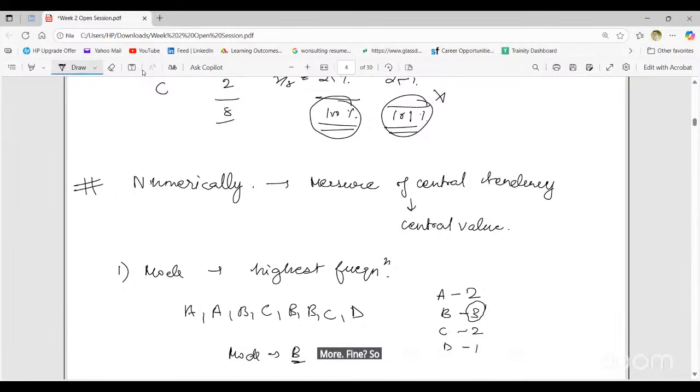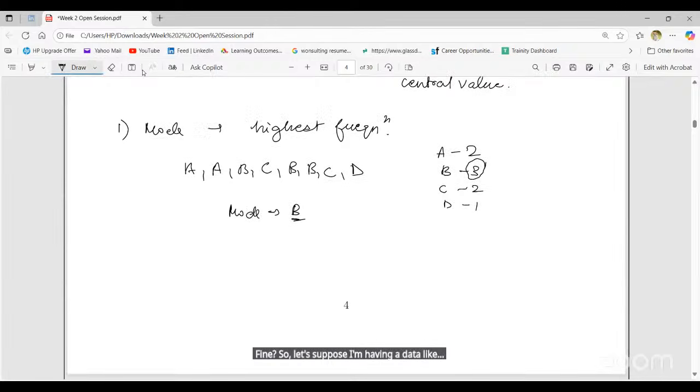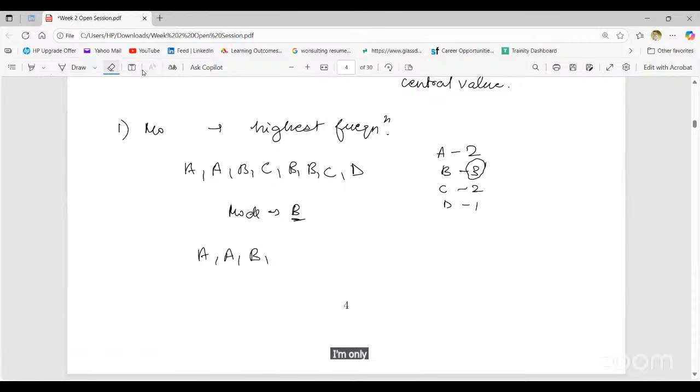Fine. So let's suppose I have a data like this. Is it mode or mod? Mode.